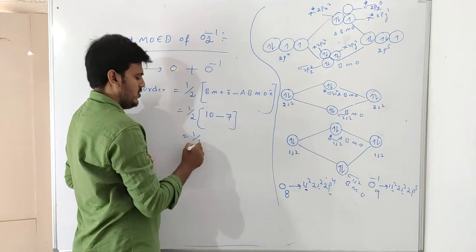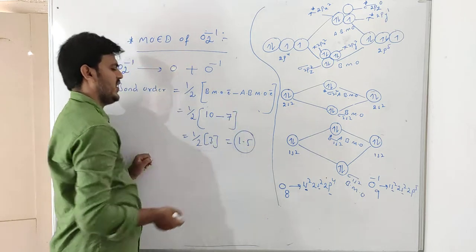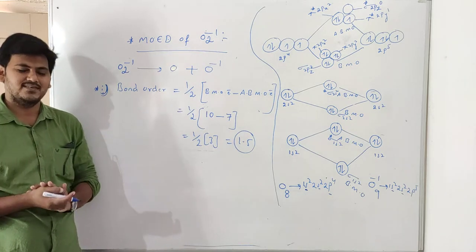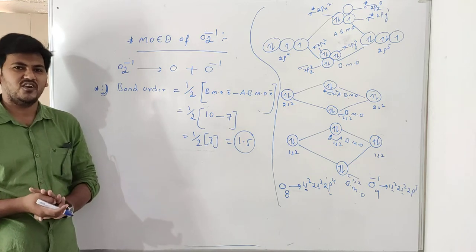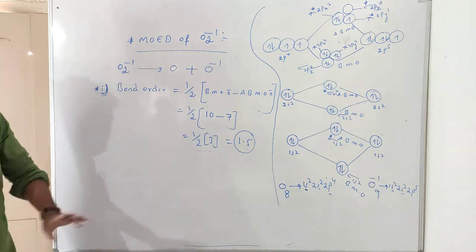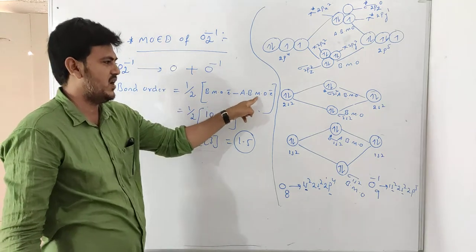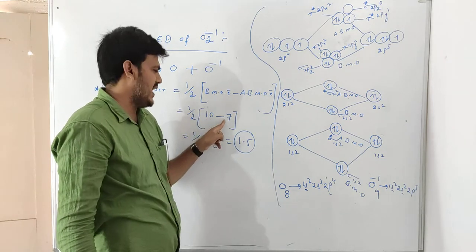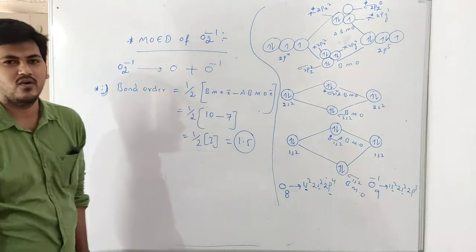So half into 3, that means 3 by 2. So bond order is 1.5. Bond order of the nitrogen molecule is 3, bond order of the oxygen molecule is 2, bond order of O2 plus 1 is 2.5, and bond order of O2 minus 1 is 1.5. So half into bonding electrons, 10, minus anti-bonding electrons, 7, is half into 3. So bond order is 1.5.